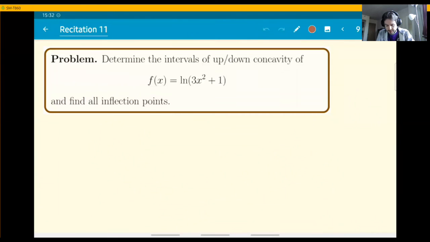Moving on. Here's another function with a domain of everything, even though we have ln. The thing inside of this ln is always positive because of the square. So this has a domain of everything. The question is determine the intervals of up-down concavity and inflection points. So this is a question about the second derivative, concavity and inflection. We're going to need to take derivatives of this function.